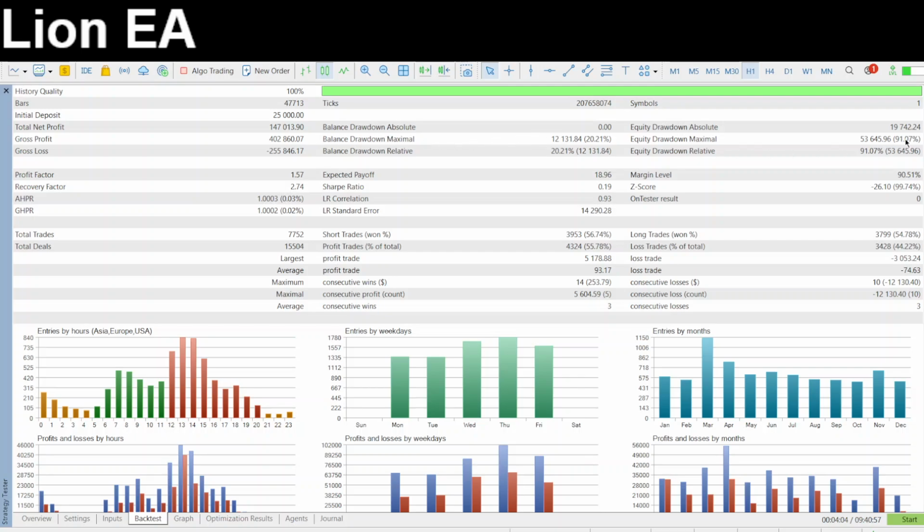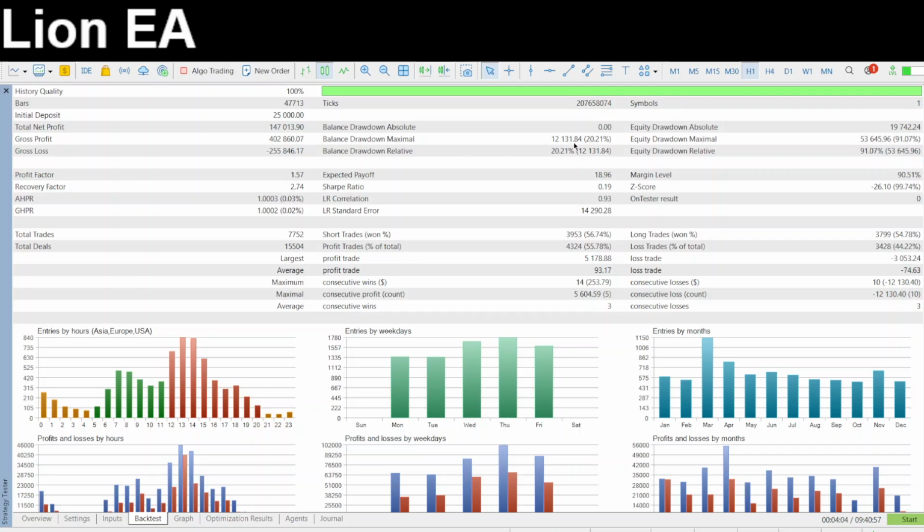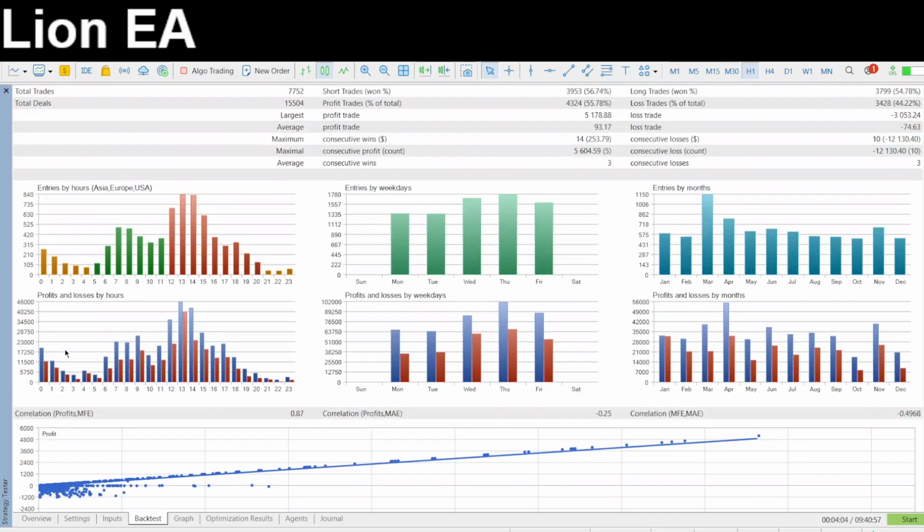Balance drawdown, 91%. Now, why this 91%? This was here, 91%, right? This period. I'll explain that. And then you can see here the operation time, basically when it makes most profit, and you can see clearly 12, 13, 14. This is the New York session.